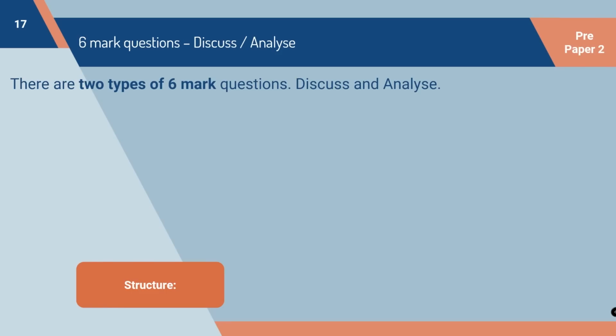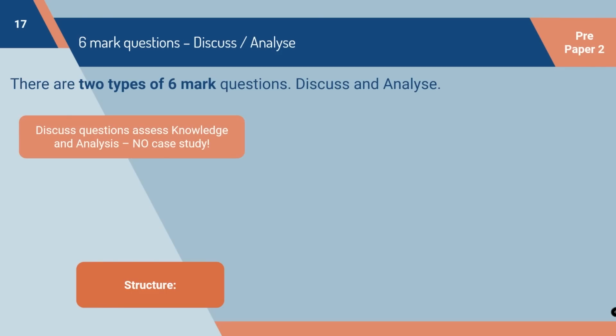6 markers. There are 2 types of 6-mark questions: discuss questions and analyze questions. The discuss questions assess knowledge and analysis, no case study. And the analyze questions assess analysis and application, so they do use a case study.